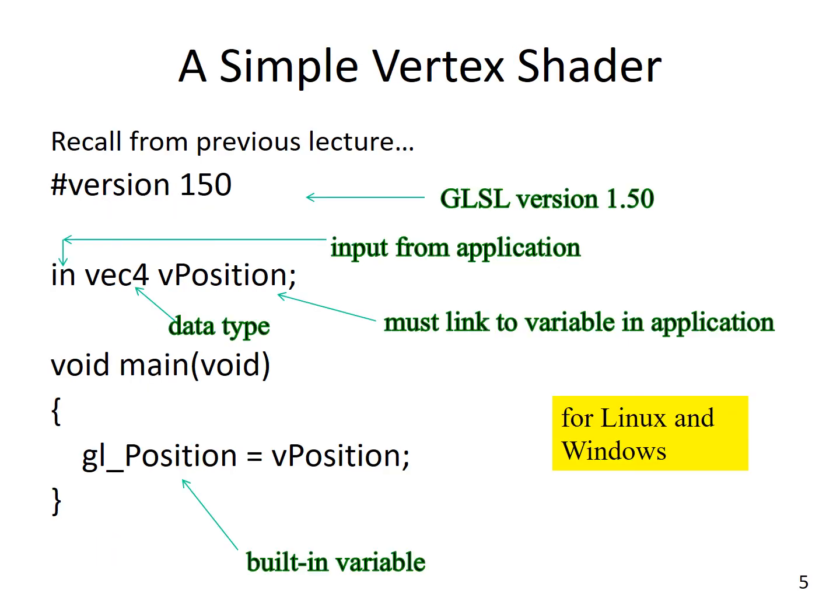Here we are revisiting the simple Vertex shader that we studied before. The first line just specifies that it should use GLSL version 1.5 for compatibility. In here means the input from the application program. Vertex 4 is a data type and vPosition must link to a variable in the application.